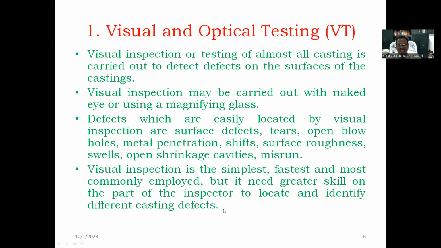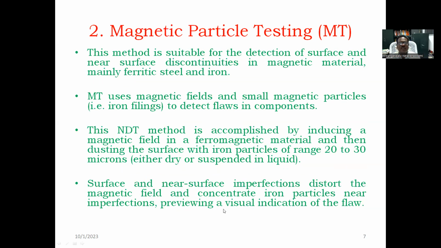Magnetic particle testing method. This method is suitable for detecting surface and near surface discontinuities in magnetic materials, mainly ferritic steel and iron. Only for ferrous materials are we able to identify defects.